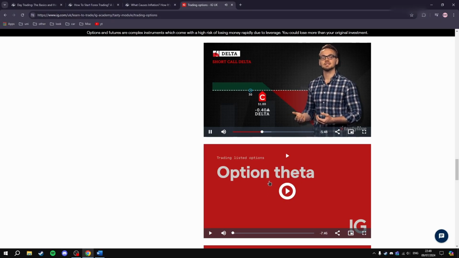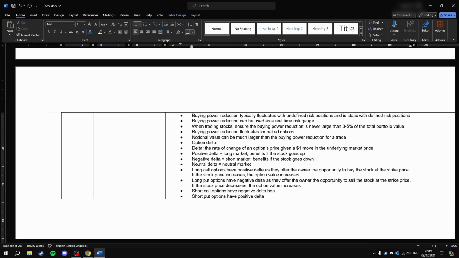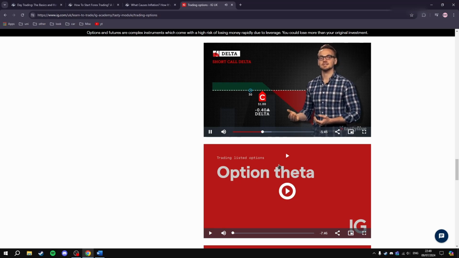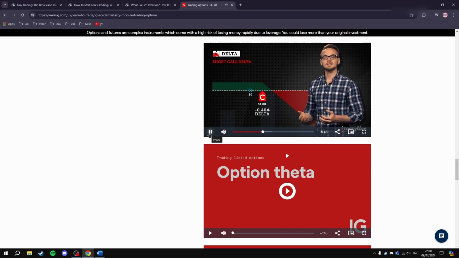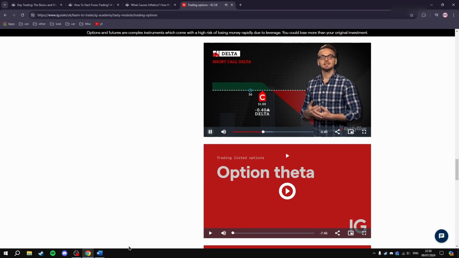Because the short side benefits if the option decreases in value rather than increases in value. So basically the opposite of long call options. So if the stock price decreases, then the option value wouldn't increase, and if the option value doesn't increase, then the short side benefits. One of the ways this happens is if the stock price drops. The option would be further out of the money and worth less at that point.